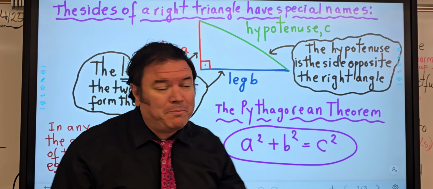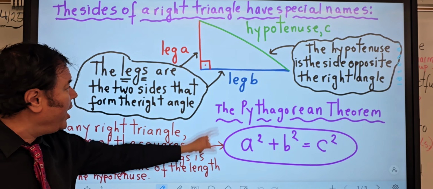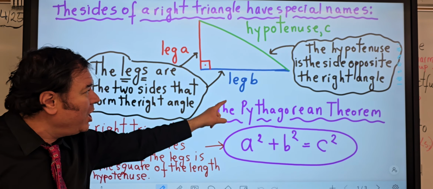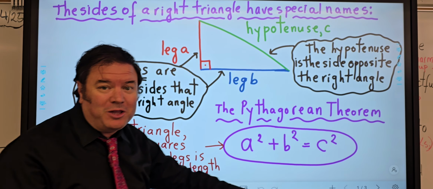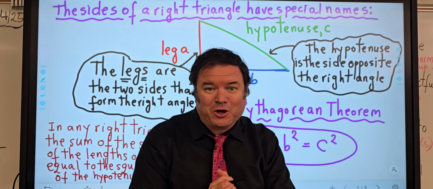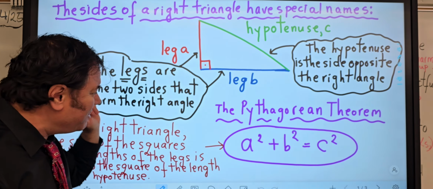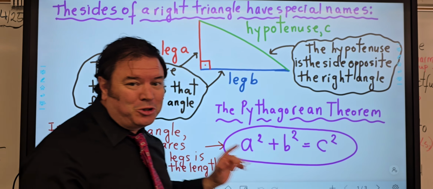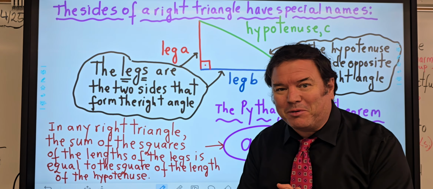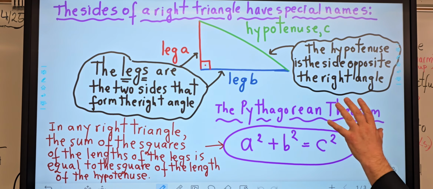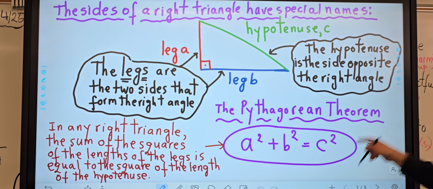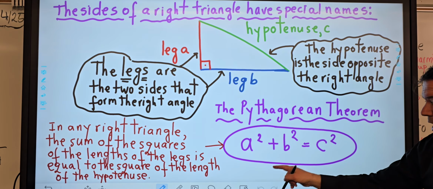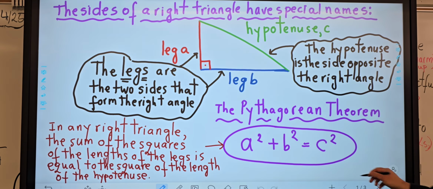And according to the Pythagorean theorem, A squared plus B squared should equal C squared. We proved it last time in the last video, and today we are going to use this formula to complete a couple of examples. Again, one more time, this is the Pythagorean theorem right here: A squared plus B squared equals C squared.